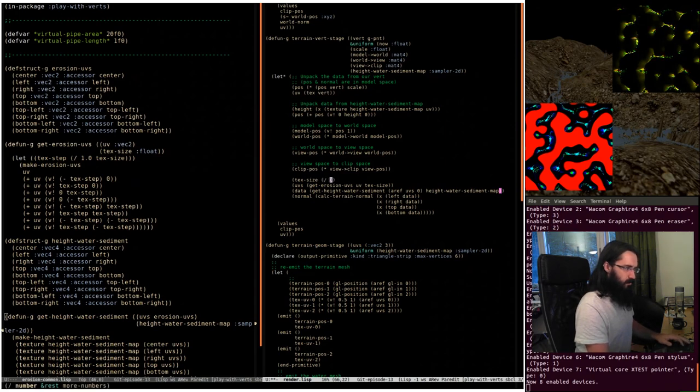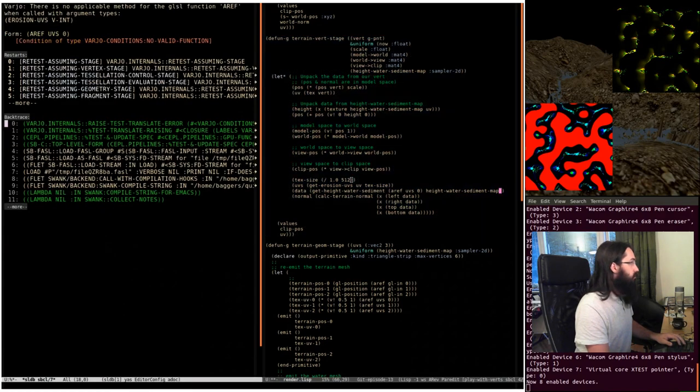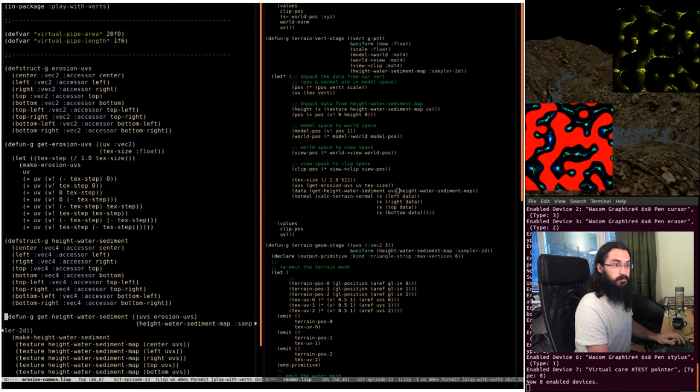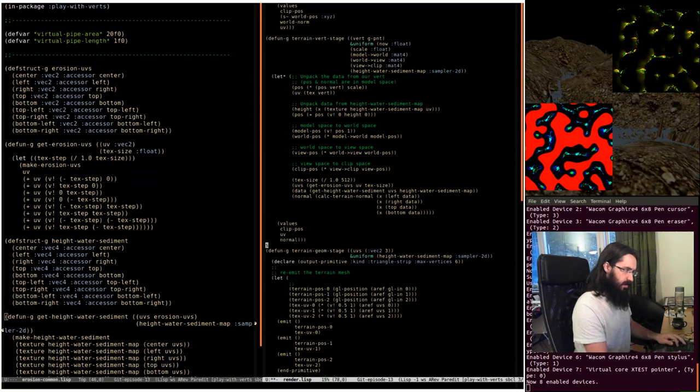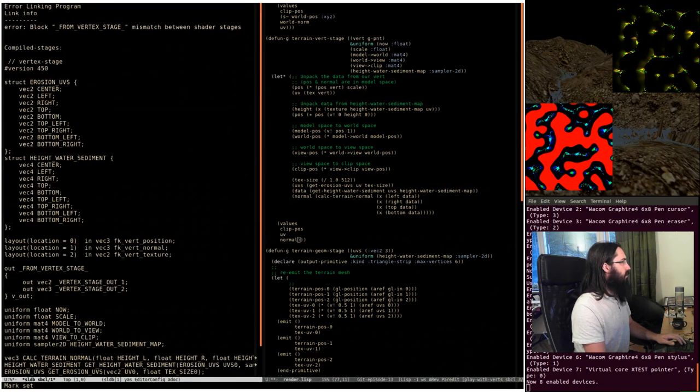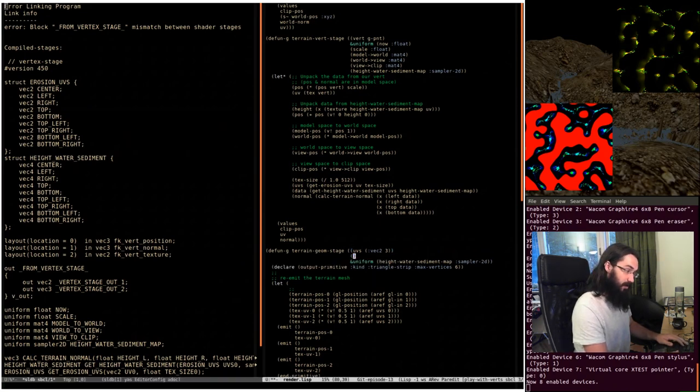Text size is... erosion UVs. Of course, yes. So now we get some normals, and I can pack them in here, and that means that this will freak out. Oh, wow. I understand that there's a linking error, but that should have been caught by the compiler as well, which is good. Come on, bring it on. More problems. I can take them.